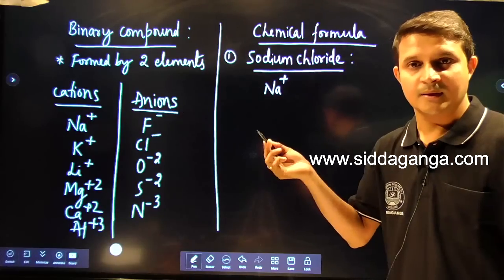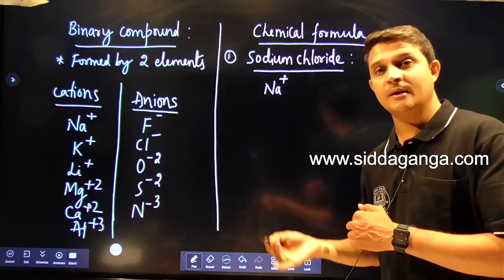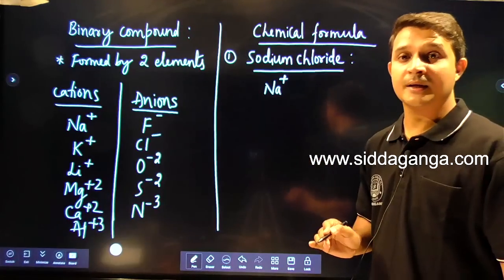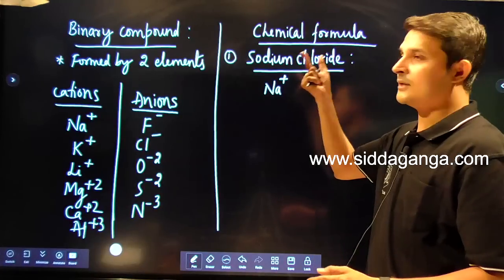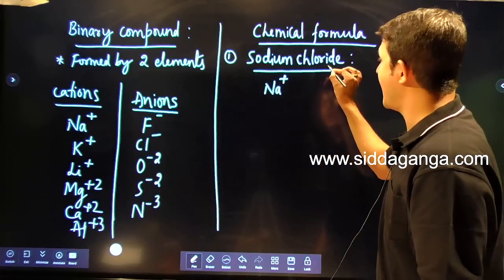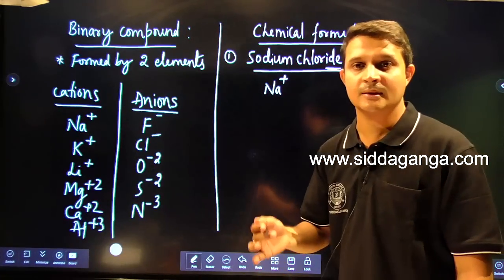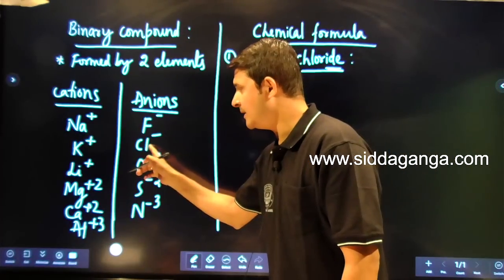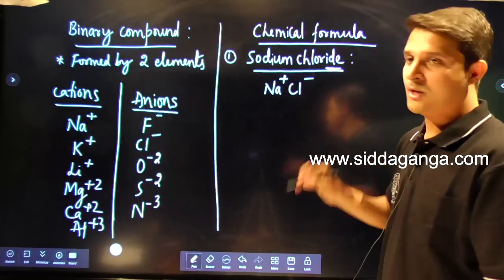Chlorine, we know the symbol is Cl. Chlorine forms the anion, which is given the suffix IDE added to the end of the name. So IDE is the suffix, and this is Cl minus. Cl minus we call chloride.